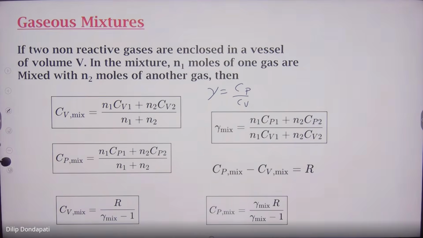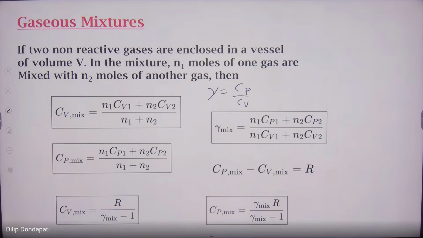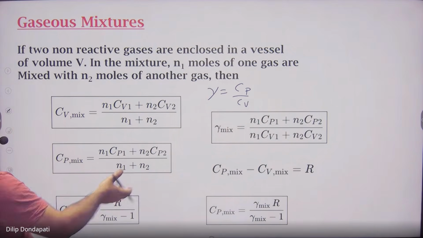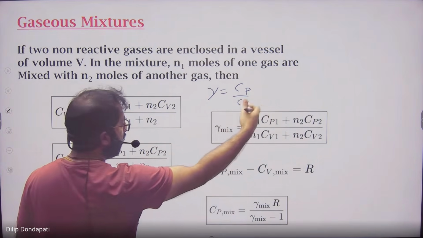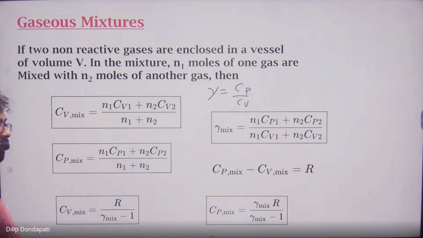So now you calculate gamma mix. Then the CV mix is R by gamma mix minus 1, right? Calculate the gamma mixture and then substitute everywhere. If the question gives both gamma values you can use them, but generally they will give this one. Find the gamma mixture and then substitute: N1 CP1 plus N2 CP2 by N1 CV1 plus N2 CV2.